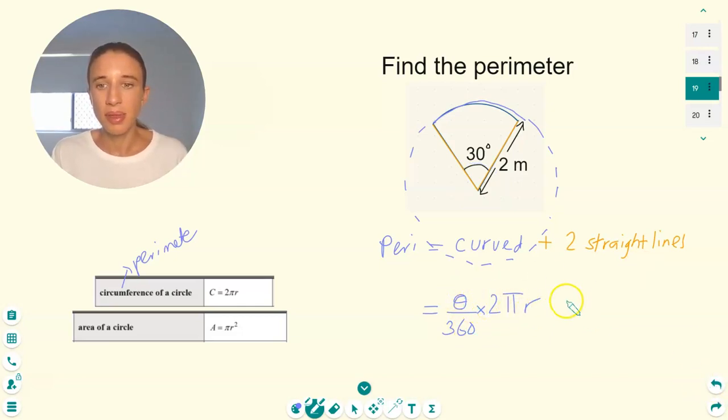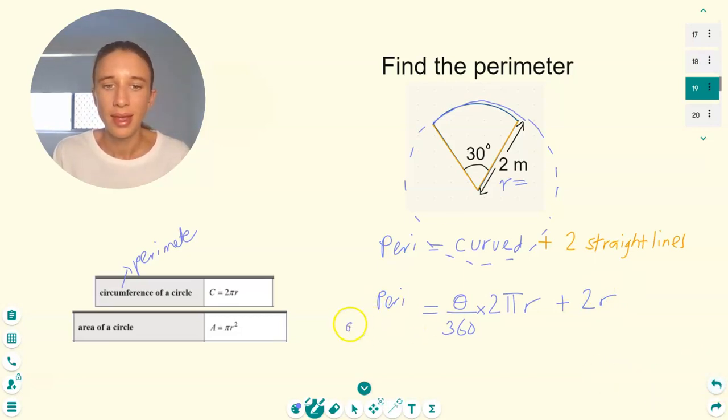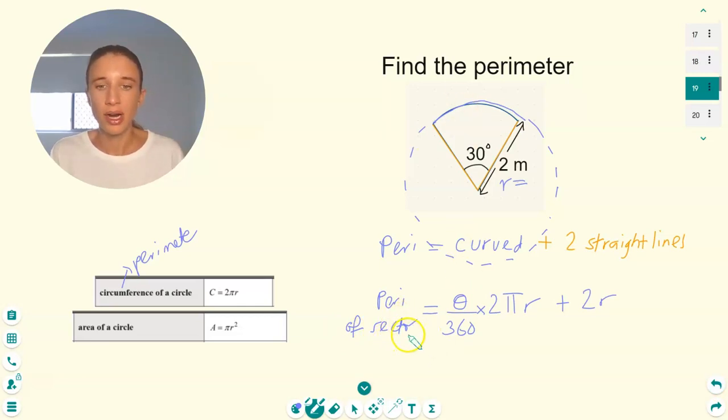So that's that bit. Then we've got the 2 straight parts. Now, what are the 2 straight parts? That is the radius. That straight part is called a radius. So this is how they derive that formula. The perimeter of a sector, or otherwise called a part circle, is this formula.